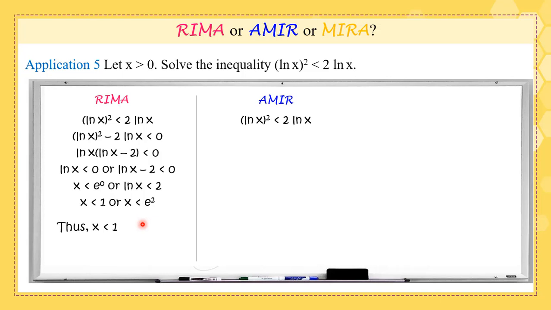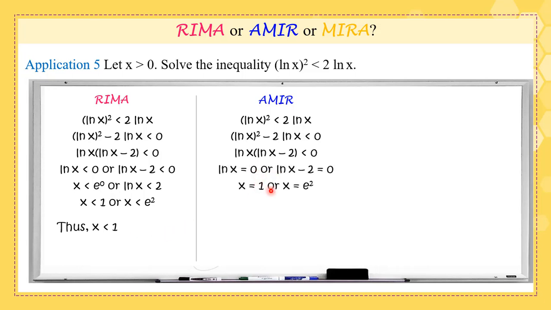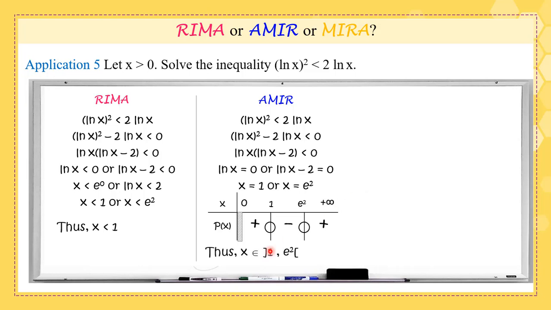Amir compared also to 0. He took ln x as a common factor. Then he found the roots. x is 1 and x is e squared. He drew a sign table. This is a 0, this is another 0. The domain 0 to plus infinity, shading part, same, opposite, same. And he put the answer x belongs to (1, e squared) because we need it to be negative.